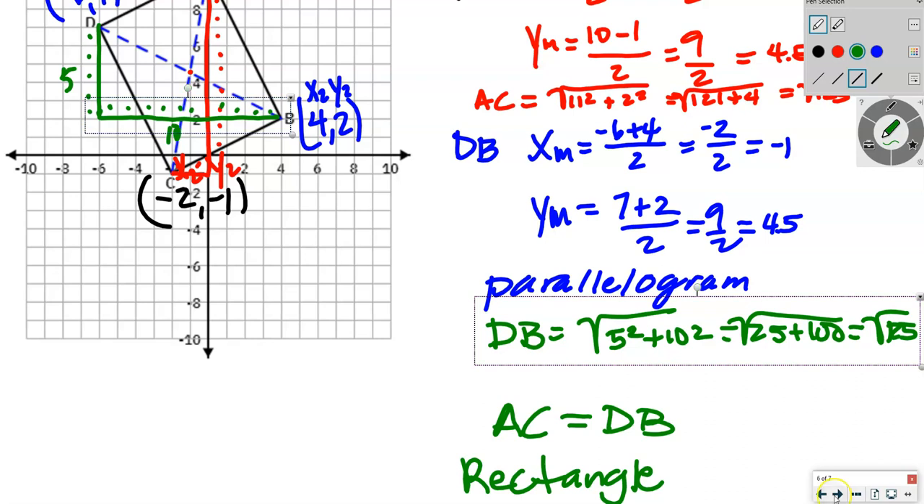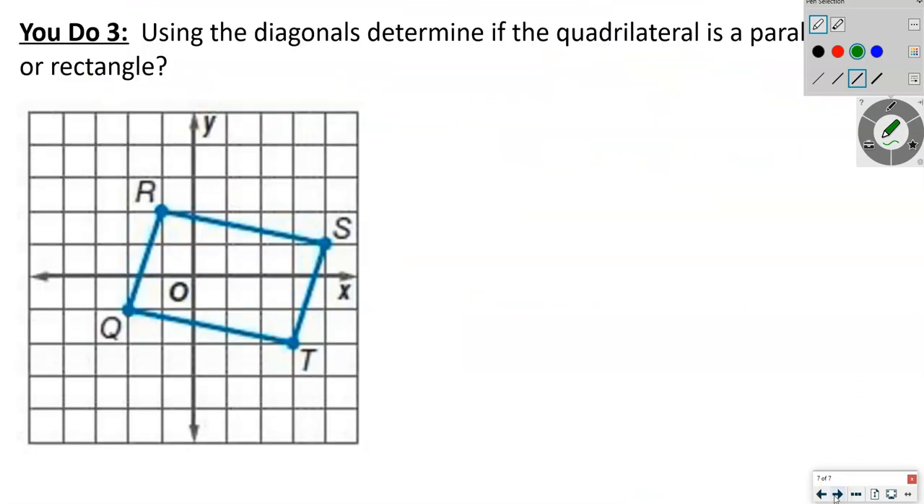All right, so I want you guys to go ahead and do the same thing here with number 3, and then come back to me when you're done. I want to label these points while y'all are working. Q, R, S, T. So Q is (-2, -1). R is (-1, 2). S is (4, 1). And T is (3, -2).